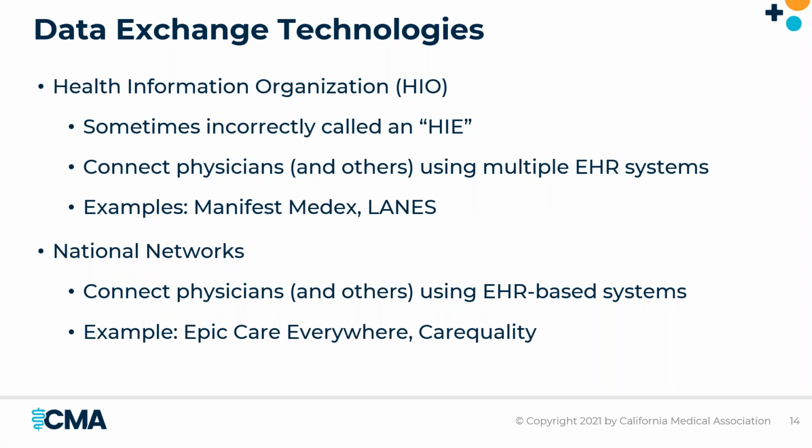The HIO is the one I referred to before. This is probably the most well-known type of data exchange. Again, I think there are 9 community HIOs here in California. Manifest MedX is the only one that attempts to serve all sections of the state. Lanes is one of the larger ones because it's the one that serves Los Angeles County. So those are just a couple of examples of ones you might have heard of. Some examples may even be working with.